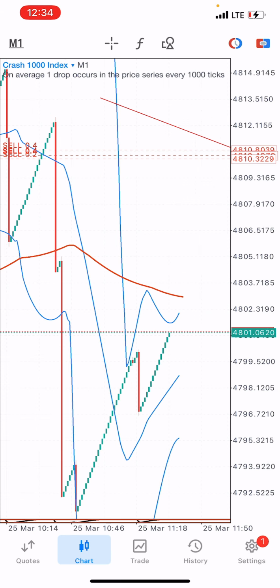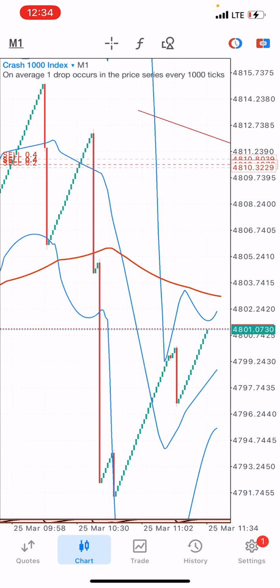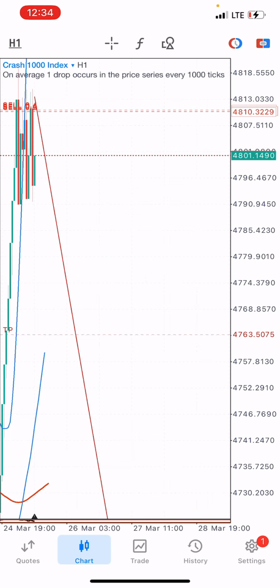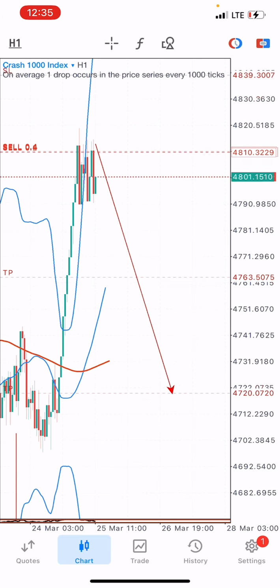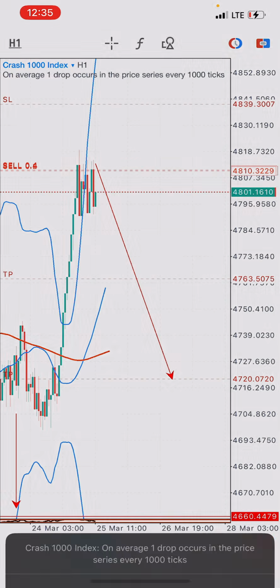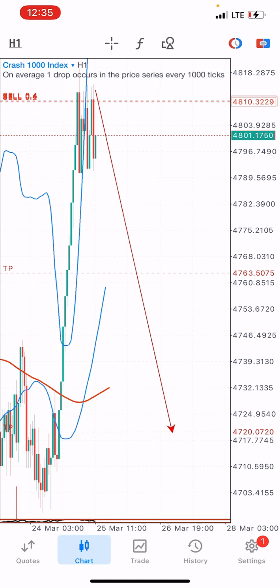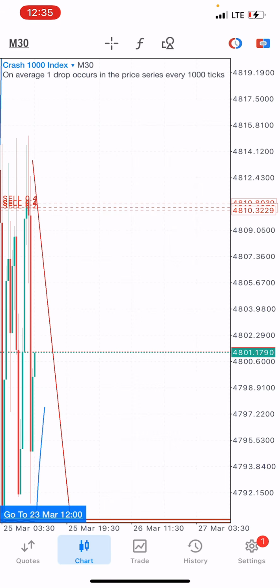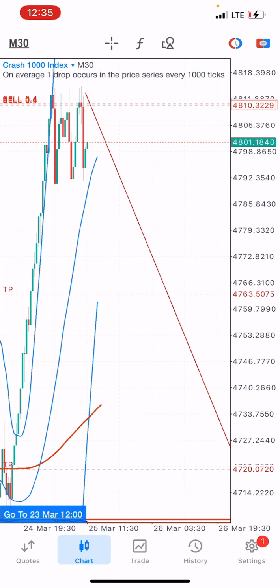Welcome to today's video. In today's video, I'll be showing you guys how to catch spikes on Crash, especially the Crash 1000. I'll show you the reason for this trade, the strategy I use, my target, the reason for my target, and the reason for placing my SL where it is right now. So stay close, sit tight, and let's see.